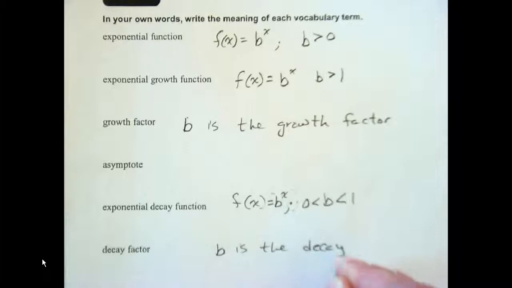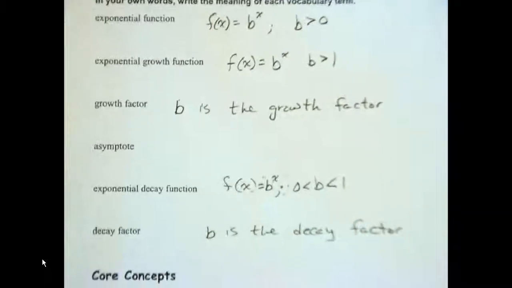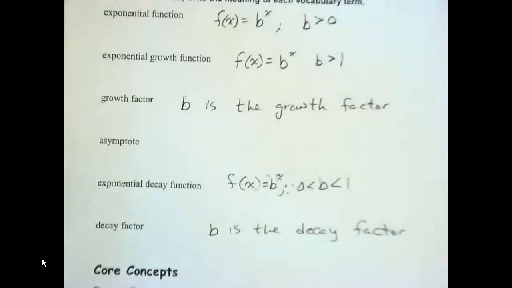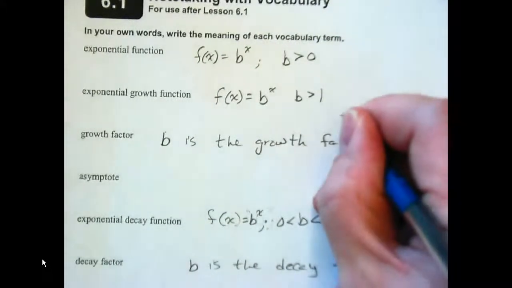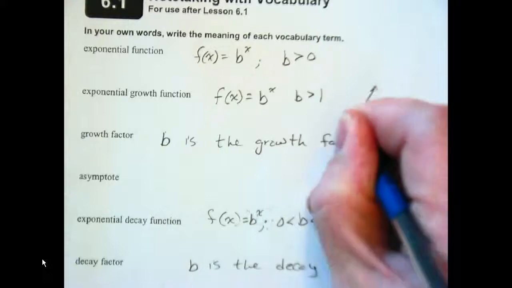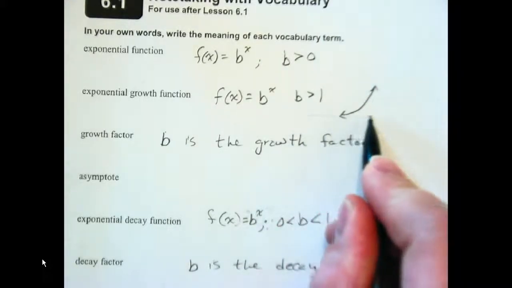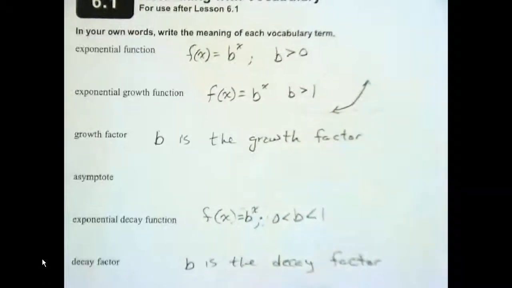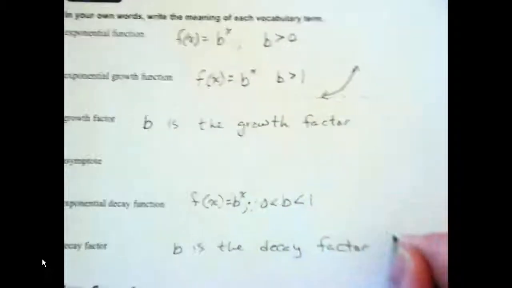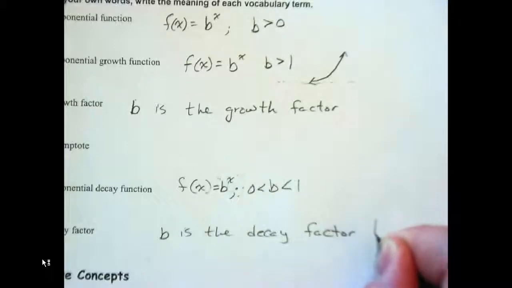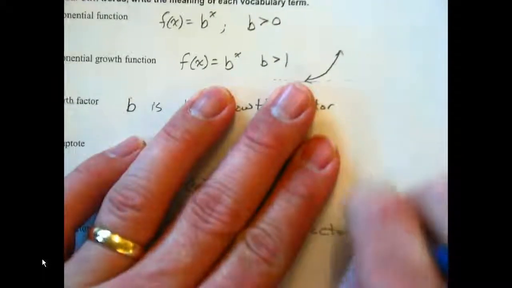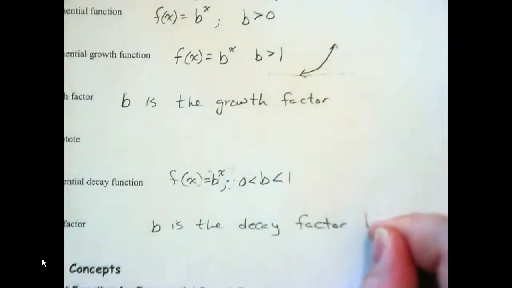We're going to break apart b here in a while and see that it's made up of other things. Remember, a growth factor increases from left to right. It approaches a line. Yesterday it was approaching the x-axis every time, but it won't always be that line. Whereas the decay factor decreases from left to right.